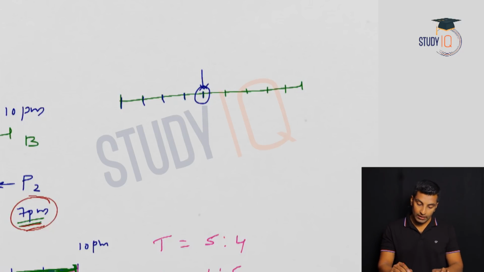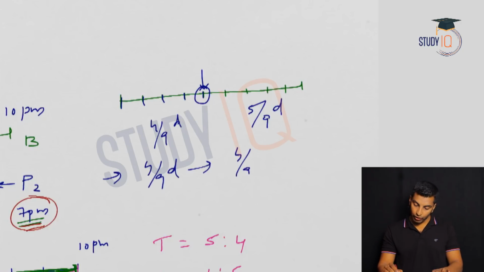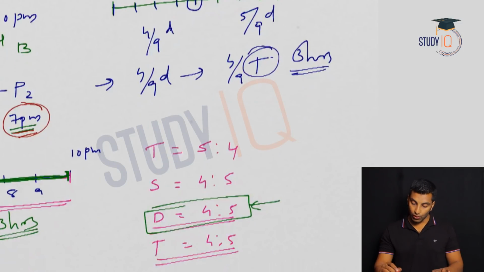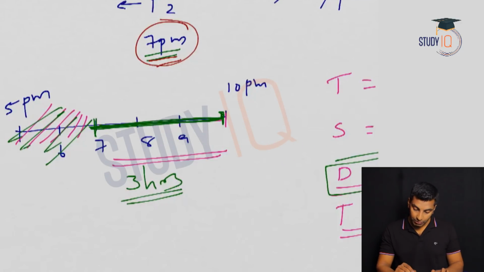Okay, so the 4th point means 4/9 of D, and this is 5/9 of D. Now, you don't look at the second person, only look at the first person, to understand the concept. See, 4/9 of D means 4/9 of T also. And we know the time as 3 hours. So what is 4/9 of 3 is what you need to find out. Now, why this 3? Because we are considering from 7 to 10 only.